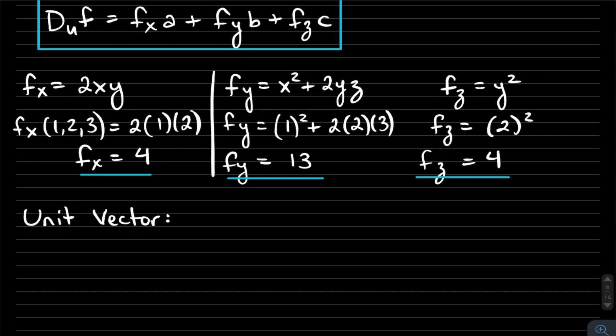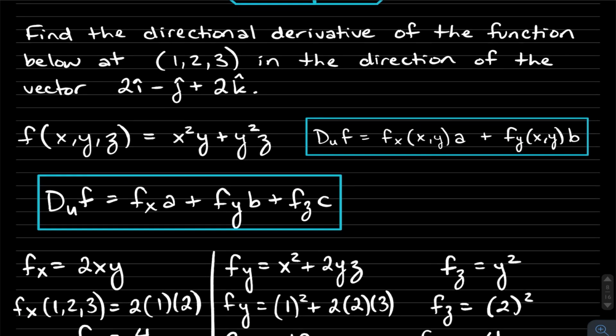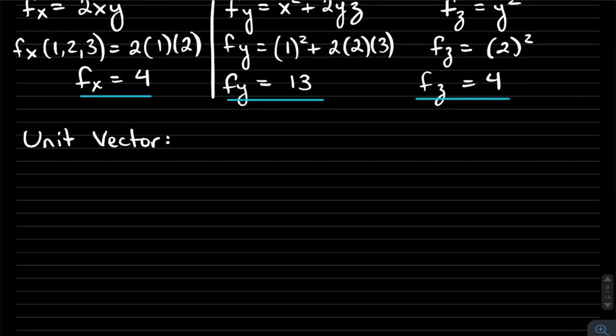For our unit vector, well, what's our direction vector that we were given in the problem? Well, it was 2i hat minus j hat plus 2k hat. And I like to write these in the angle bracket form. So we have 2, negative 1, 2. Those are our components. And so we just find the unit vector for this in the same exact way as we would for a 2D vector.